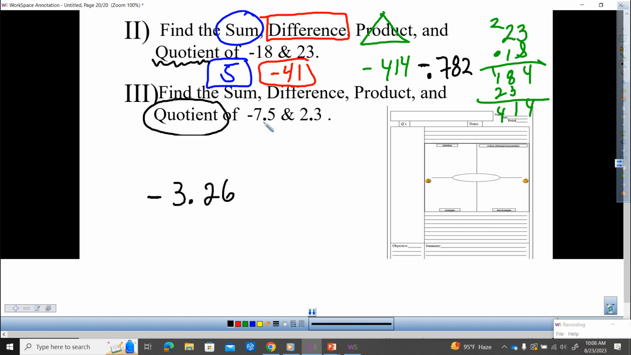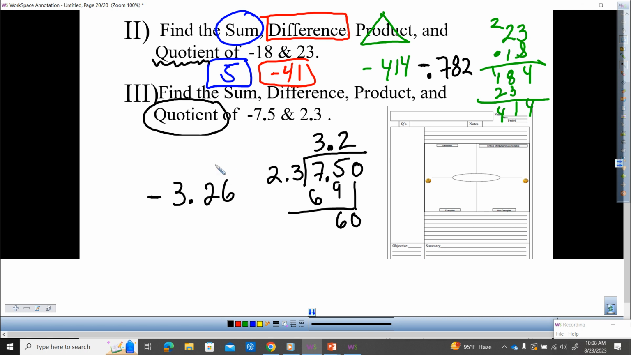All right, let me double check. So this is 7.5 divided by 2.3. So I like to get, let's see. Does it fit into 7? Yes, 3 times. So this is 6.9. Subtract, that is 6. Add a 0. So this is 3.2. Yeah, I'll take negative 3.2. And if you got something like that, yeah, all right.